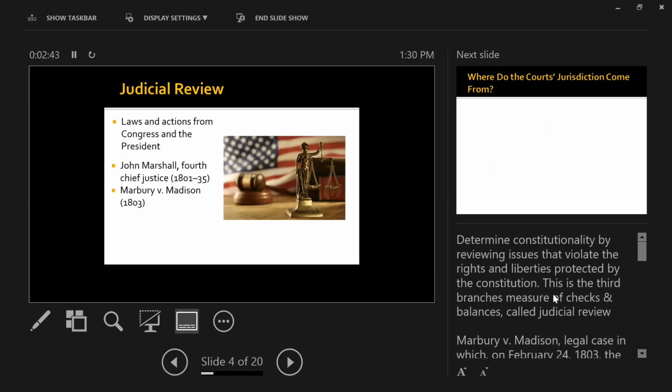And the most important thing that the Supreme Court does is it provides judicial review. So that's gonna be our next slide. We're gonna look at what is judicial review.